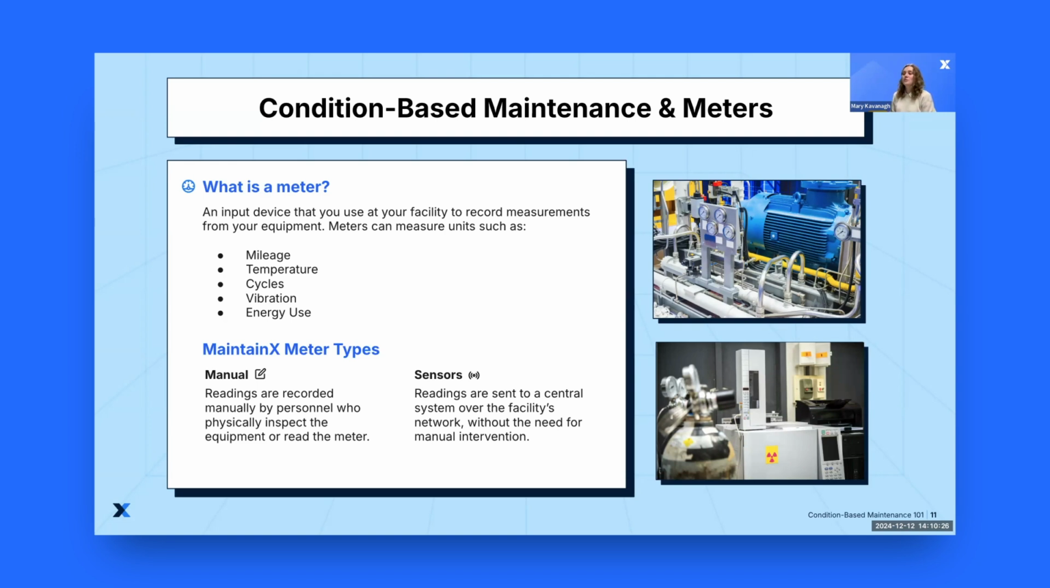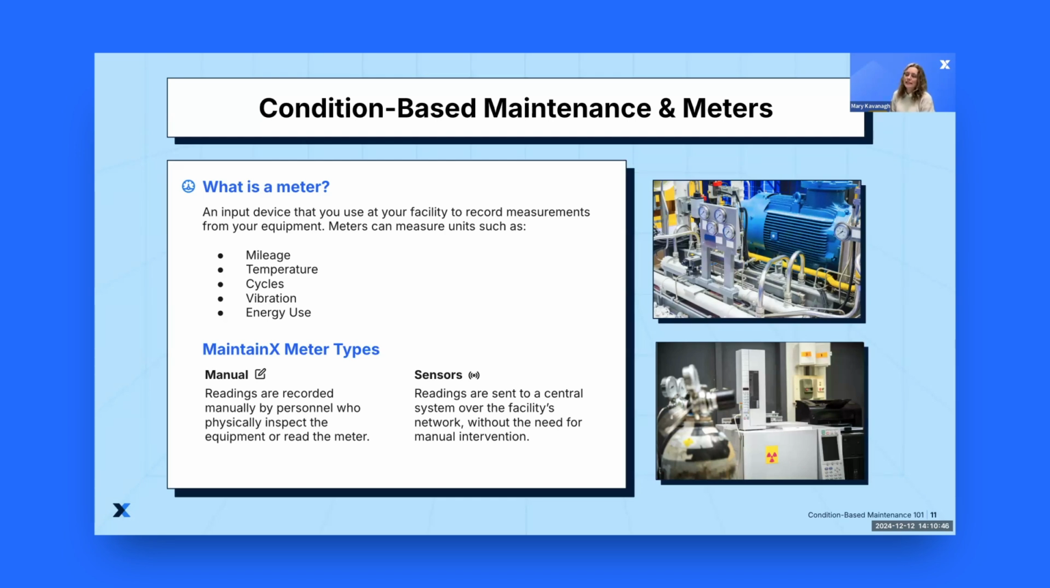I'll give you a few examples. You could have an odometer for mileage. You've got temperature, cycles, vibration, energy use. It could be really anything that you want to measure directly from your equipment. Now, in terms of types of meters, I'm going to split them into two bulk categories here.